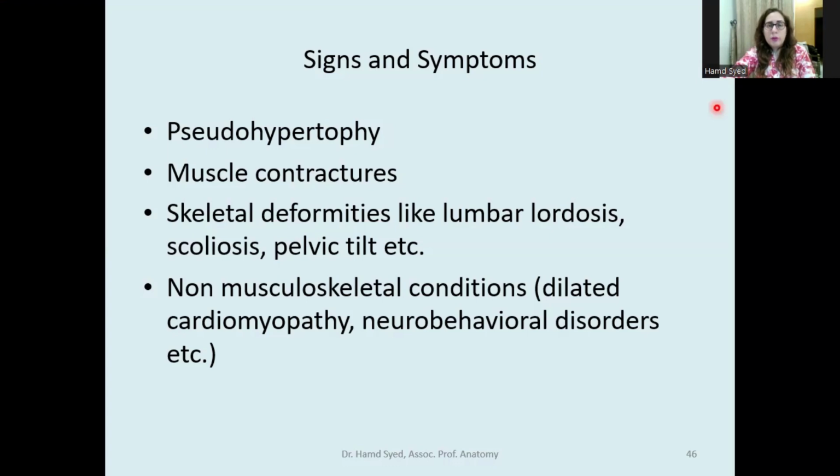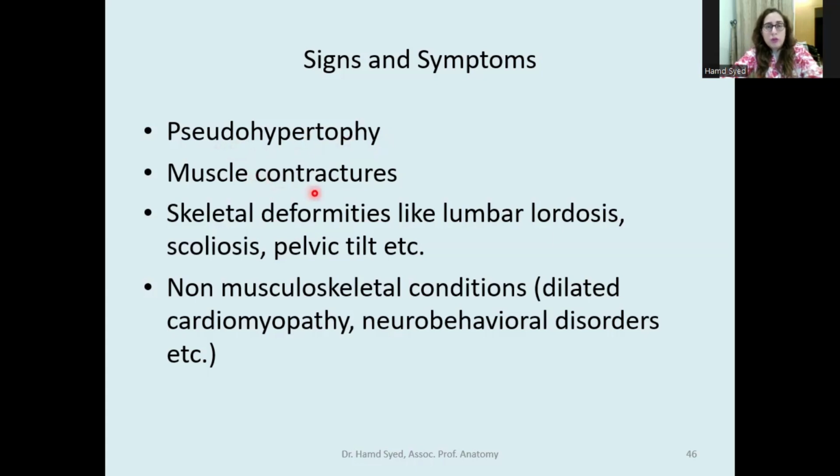There are also some other signs and symptoms of Duchenne's muscular dystrophy, such as pseudohypertrophy. By pseudohypertrophy, we mean that the muscles, especially the calf muscles, might appear to be enlarged, but this is not an actual hypertrophy of the muscles. It is because of the collection of fat, that is adipose tissue. So it is known as pseudohypertrophy.